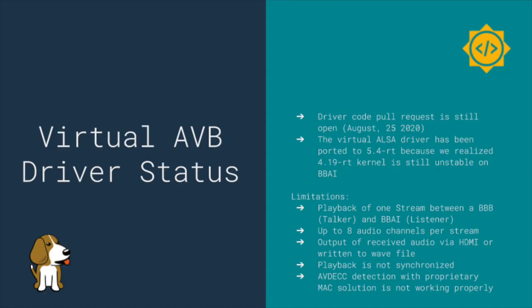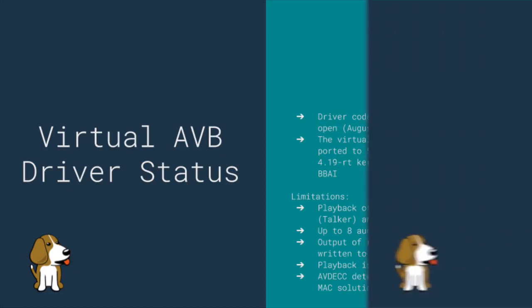The limitations of the implementations are that the playback is only available for one stream between a AVB talker device, which is a Beaglebone Black in our case, and a BBAI, which is the listener device. Each stream can contain up to 8 audio channels. The output of the received audio can be played back via HDMI or can be written to a WAV file. The playback, however, is not synchronized. And also the FDEC detection is not working properly with the proprietary MAG solution.